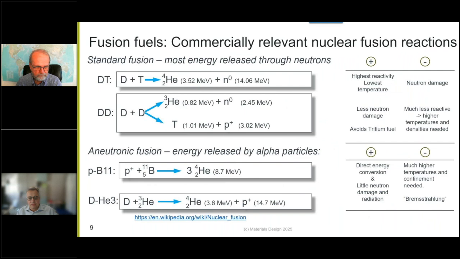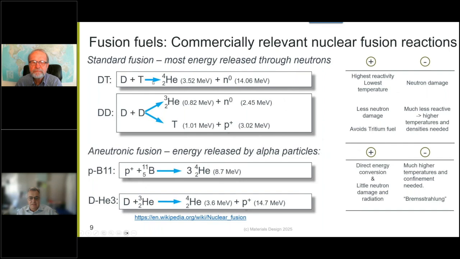So I'll move on to talk a little about the technological aspects. Again, apologies to those of you for whom this is very familiar, of course, but I know we have a broad range of people in the audience. So commercially, the most commonly used reaction is that of deuterium and tritium, mainly because it requires the relatively lowest temperatures and pressures to make it happen.